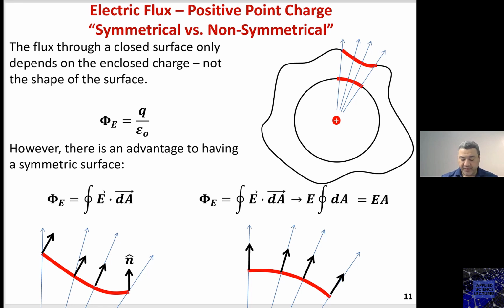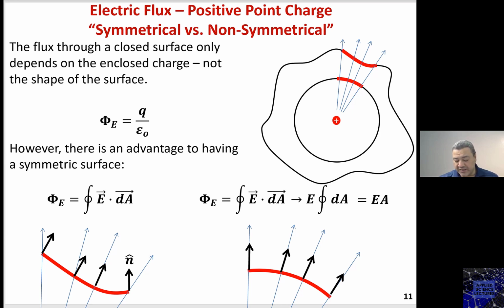Now, here, that's what we were talking about. It doesn't matter, if you are interested in calculating only the flux, what the shape of this closed surface is. It could be a balloon, it could be a bubble, it could be a sphere. What you worry about is the net charge within this closed surface. This is for the flux.